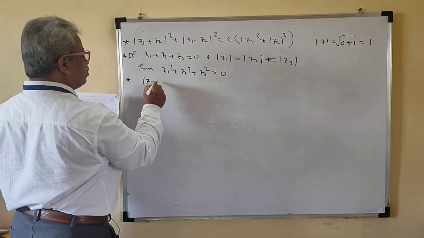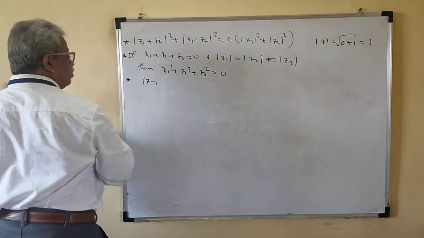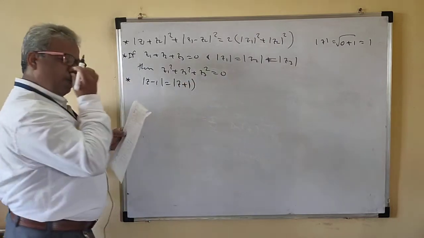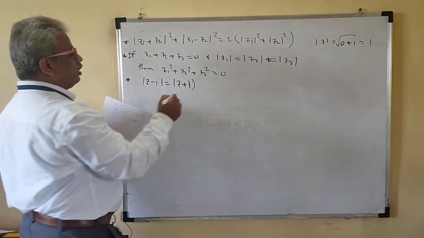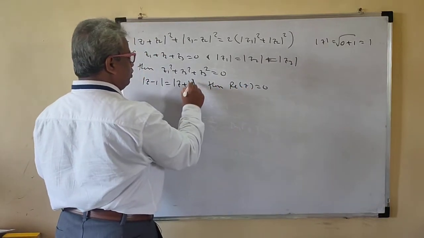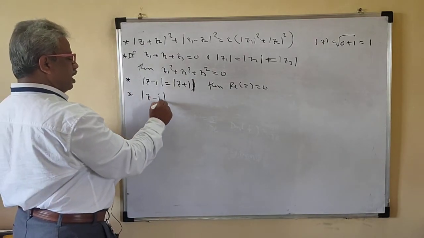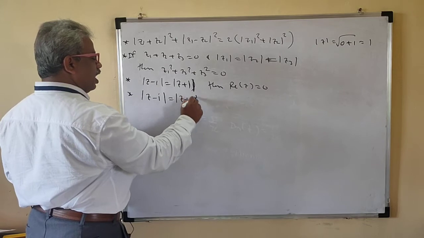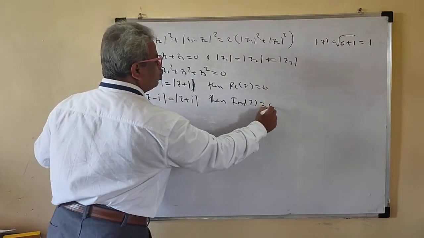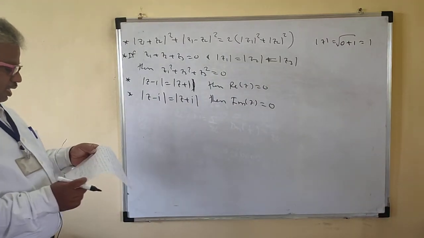If mod of z minus 1 is the same as mod of z plus 1, then the real part of z is equal to 0. This is mod, this is mod. Also, the second one: if mod of z minus i is equal to mod of z plus i, then the imaginary part of z is 0. You should remember this. This is a problem from the exercise.